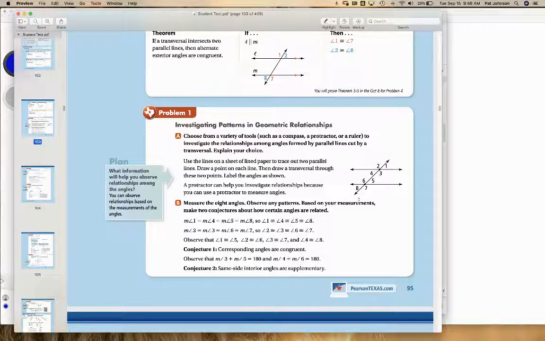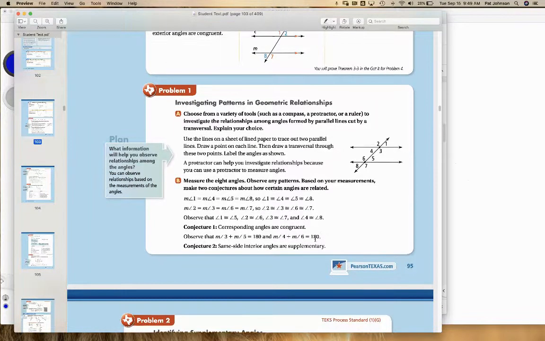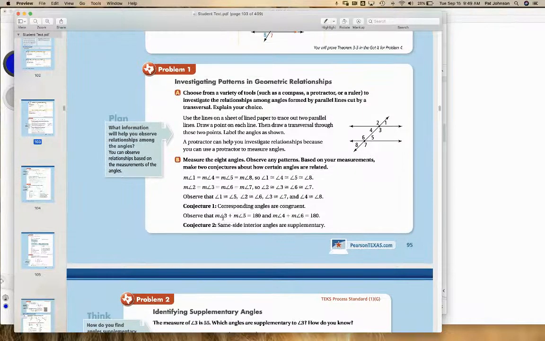I want you to pause this and try this for your own sake, but we're not going to do it in this video. You'll notice that the measure of angle 1 equals the measure of angle 4 equals the measure of angle 5, which equals the measure of angle 8. Because they're all equal, we can say those angles are also congruent. Remember, this is the definition of congruent angles. Then you'll find the same thing, that 2, 3, 6, and 7 are all equal, and you can say they're also congruent. So one conjecture, and you can make several, is that corresponding angles are congruent. So you could say 1 and 5, right?